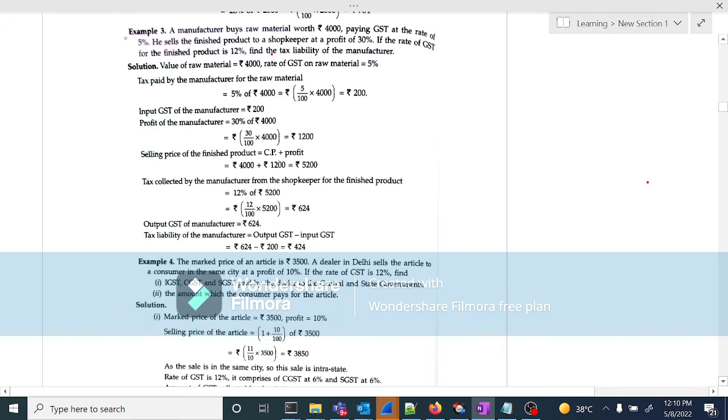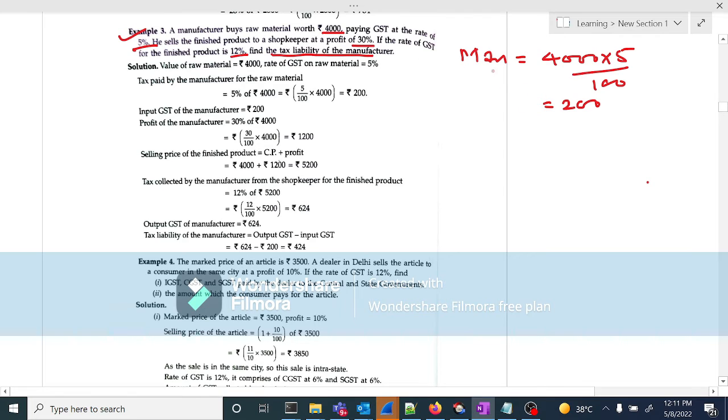So now here comes our example number 3. A manufacturer buys a raw material of 4,000 rupees, pays a GST of 5%, and he then sells it to the shopkeeper at a profit of 30%, and the GST on that finished goods is 12%. So the manufacturer buys goods of 4,000 rupees and pays a GST of 5%. So what GST is he paying? 200 rupees.